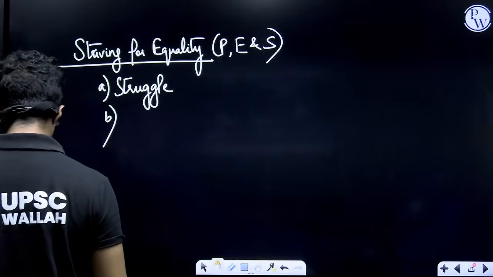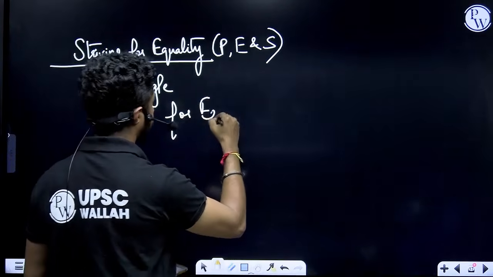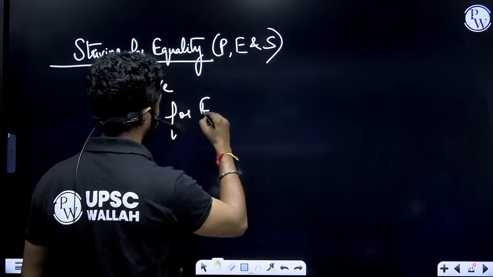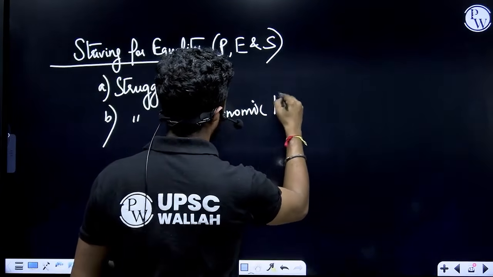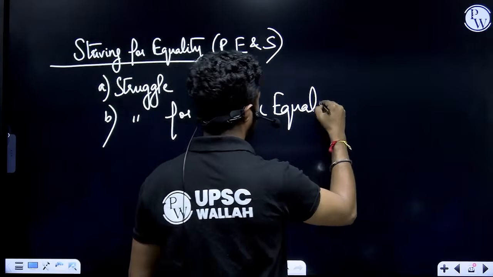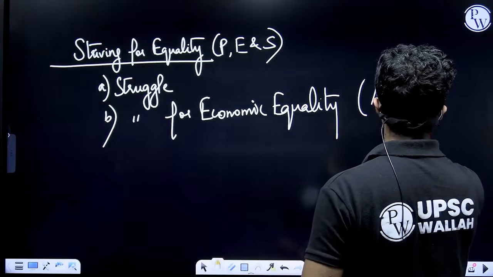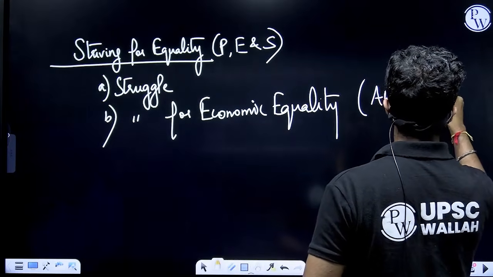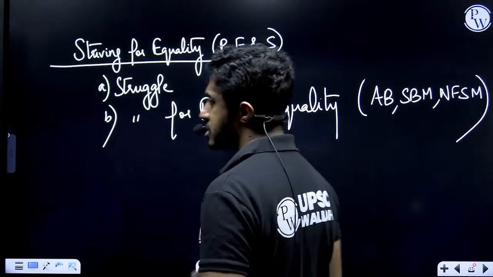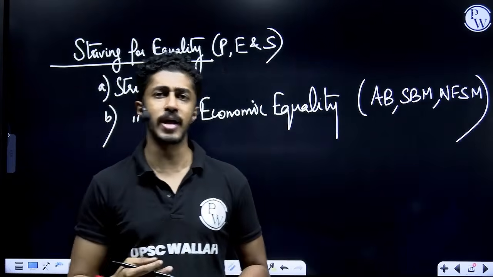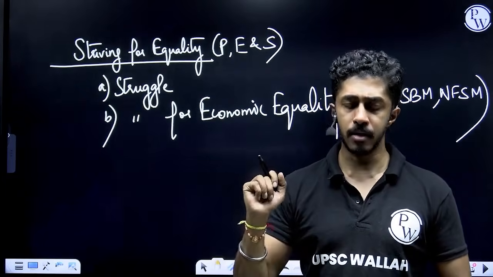B. Again, struggle for economic equality. For that, let us say we have schemes like Ayushman Bharat, Swachh Bharat Mission, National Food Security Mission, etc. This is basically to ensure that the poor people don't have to spend too much money out of their pocket. That is the idea behind it.